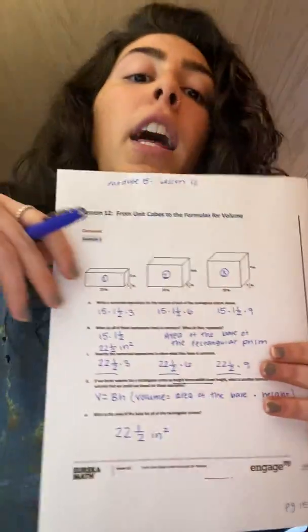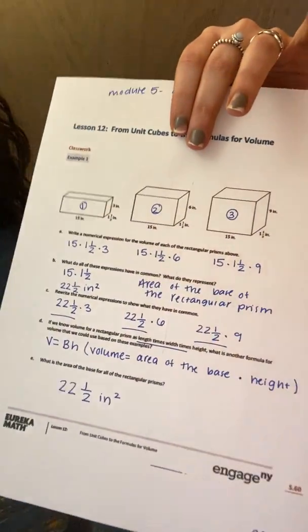So again, we are doing Module 5, Lesson 12, and you had to do problems on page 151 and 152. And for this lesson, you were moving from unit cubes to formulas for volume. So let's just get right into it. I'm starting on page 151, and I'm going to start with example 1, and we are going to do A through E right now. This is what your page should look like.